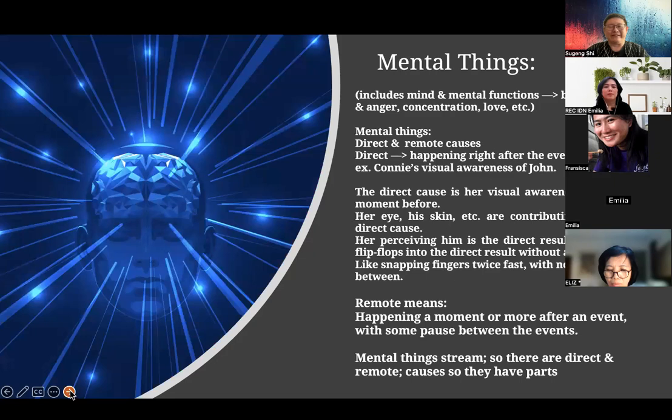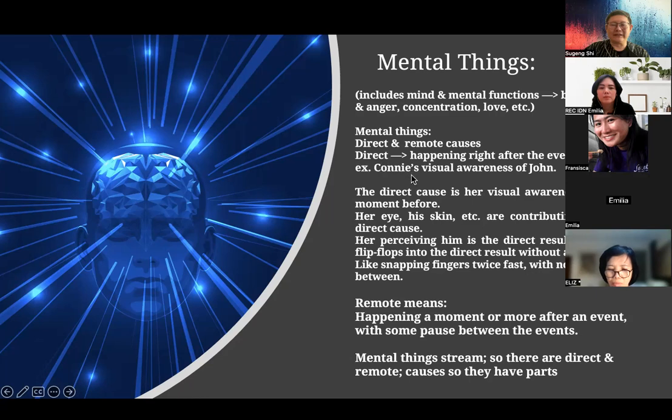Okay, how about mental? We have proven that gross physical things have parts, and subtle physical things have parts. How about mental? Does mental have parts? We say yes, let's prove it. Mental includes mind and mental functions. Basically, it's basic awareness, like anger, concentration, love, etc. Mental things, we can divide into direct causes and remote causes.